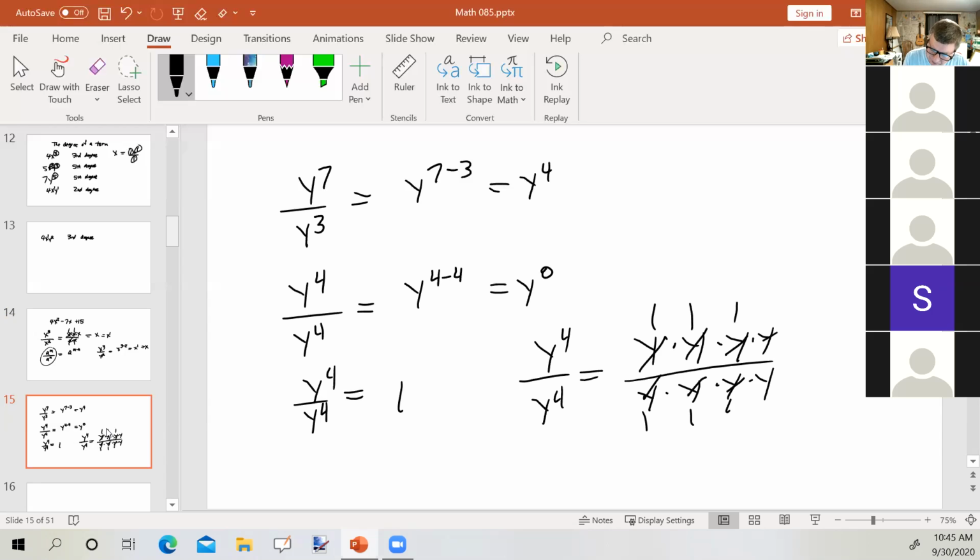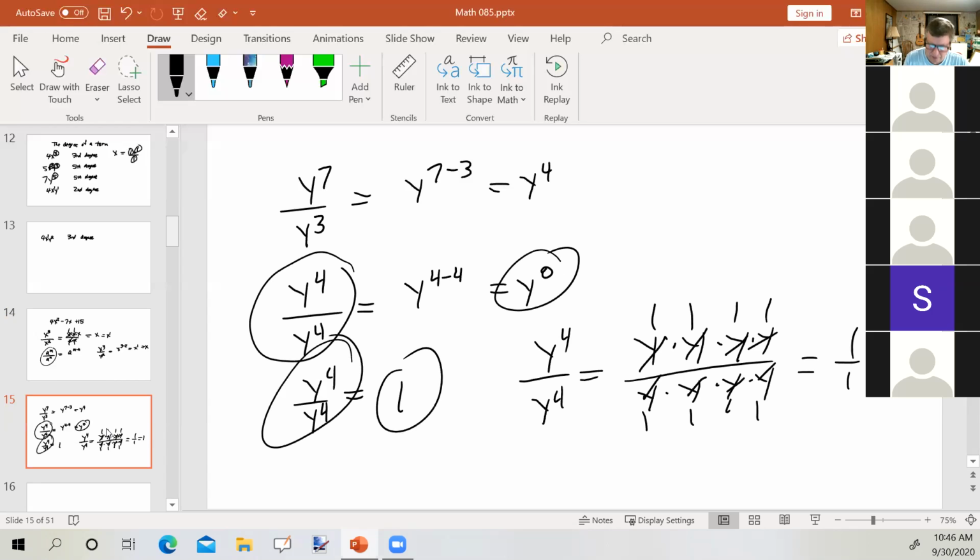Y over y, we get 1 over 1, which is 1. So y to the fourth divided by itself is y to the 0 power. Y to the fourth divided by itself is 1. Well, if y to the fourth divided by y to the fourth equals 1, but it also equals y to the 0 power, that means that y to the 0 power equals 1.